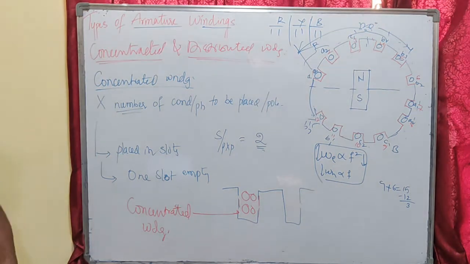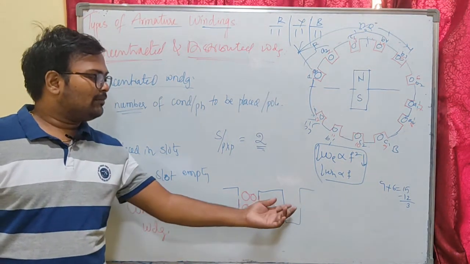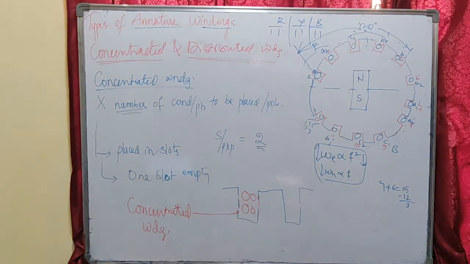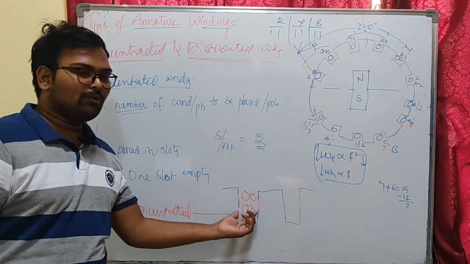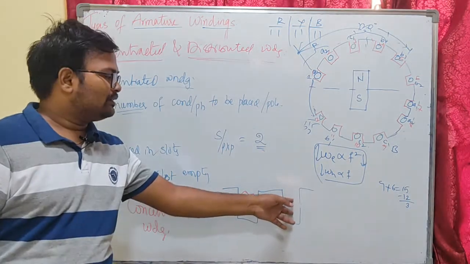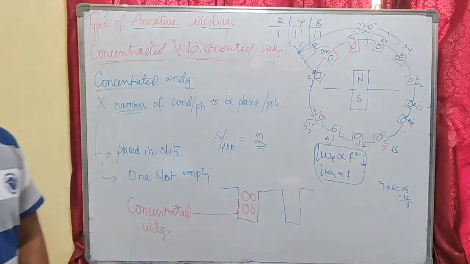I am going to place all the conductors per phase under one pole in one slot, irrespective of the number of slots available. This type of winding is called concentrated winding. Here we have 2 slots per phase, but I have kept all the conductors per phase under one pole in one slot only. So I will be left with another slot. This is an empty slot. There will be no use of this slot.